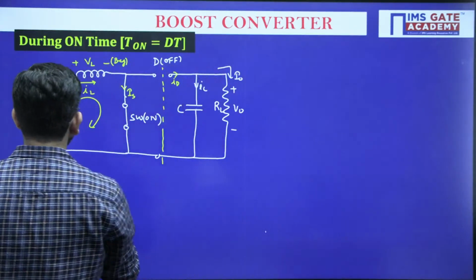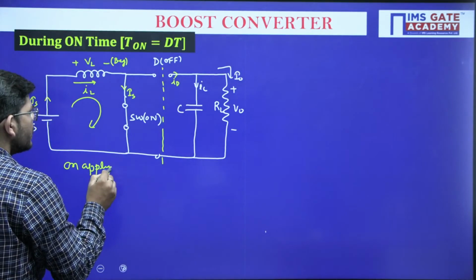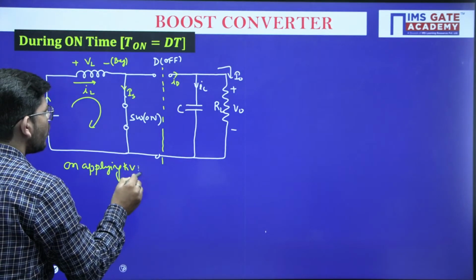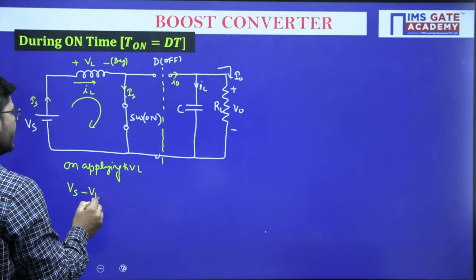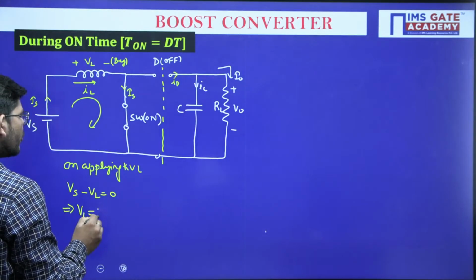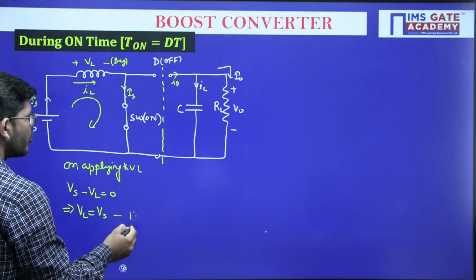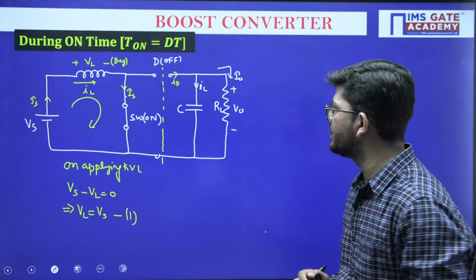So on applying KVL, just see here. If I apply KVL in this circuit, Vs minus VL equals 0, or what we will be getting is VL equals Vs. Let me call this equation number 1.